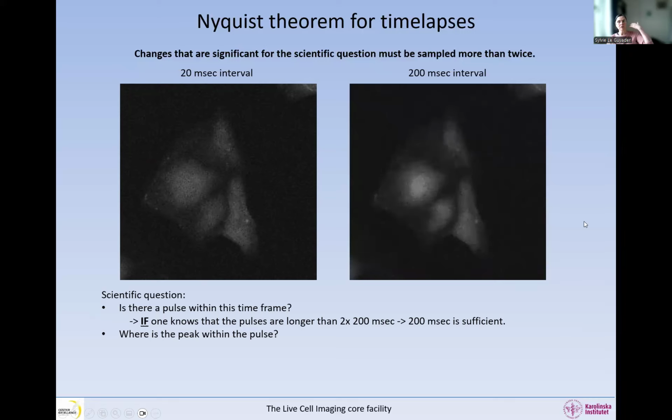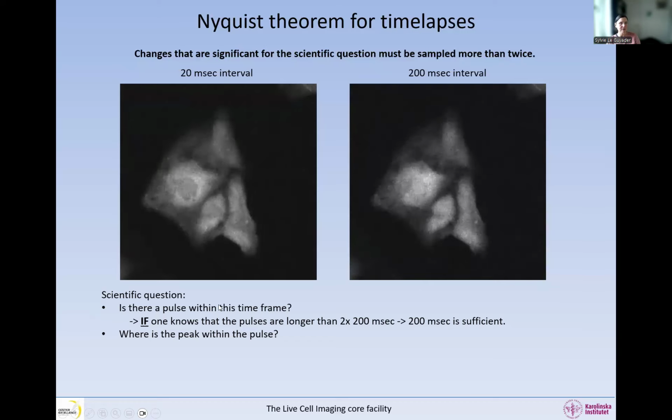As long as the pulse is longer than twice our interval, then I know that this is it. So, like almost for everything in microscopy, you need to include your knowledge of the sample in your decisions. So if the pulse is longer than 2 times our interval, then we're fine with this. But if we want to know where the peak is within the pulse, you can see that we do not have a fine enough readout here compared to this one, where we had a very, very fine readout.